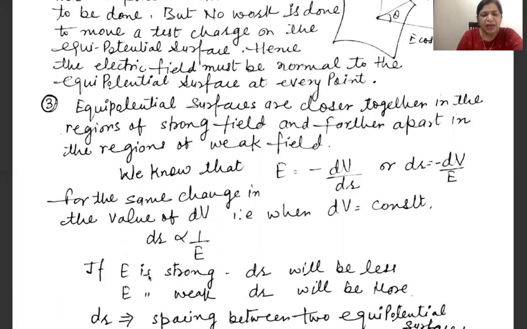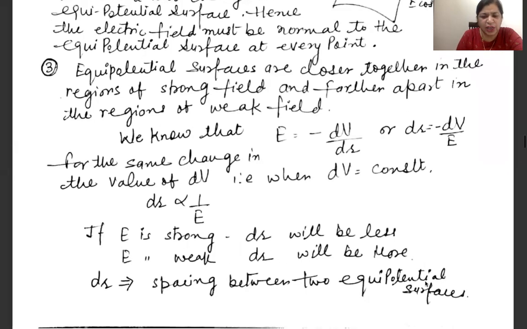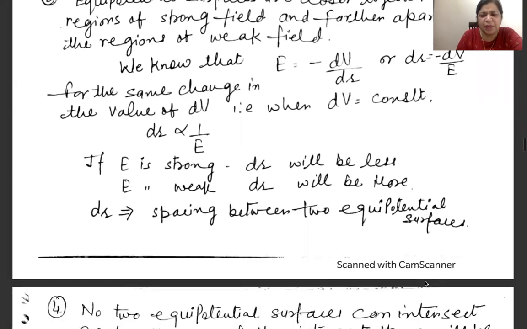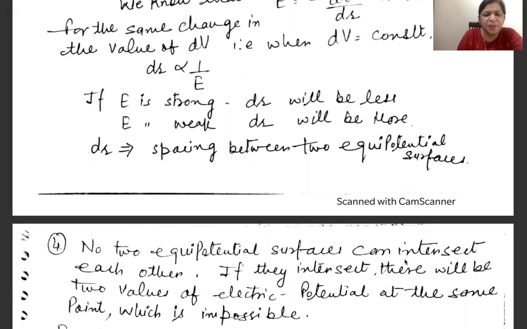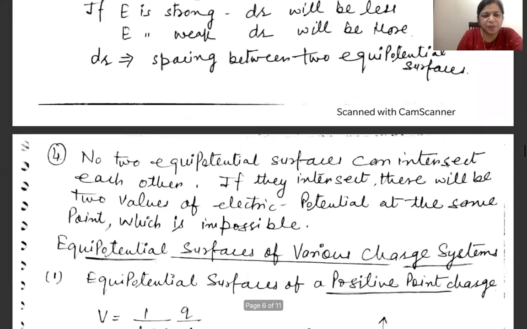That if the electric field is strong, then the spacing between the equipotential surfaces, that is dr, will be less, and if the electric field is weak, then dr, the spacing, will be more. Now we will see this concept when we draw the equipotential surfaces for the various charge systems. So I have written here again, dr is the spacing between the equipotential surfaces.